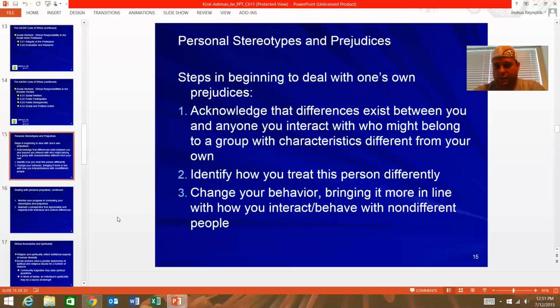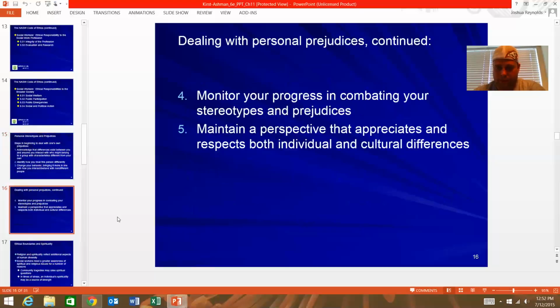But the first is acknowledging the difference that exists between you and the folks you're working with or working on behalf of. Identifying how you treat people in a cohort or in a situation differently than others. Changing their behavior and bringing it more in line with what they say is how you behave with non-different people. And then monitoring your progress and maintaining a perspective that actually has an appreciation for the differences and for the culture and those types of things as well.